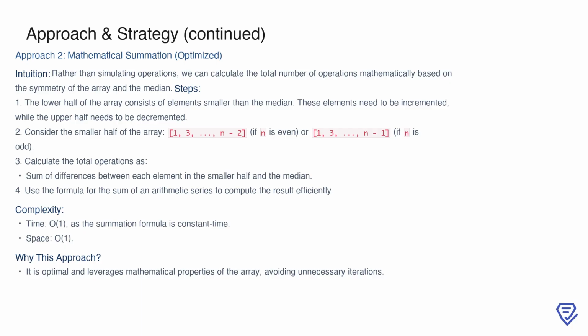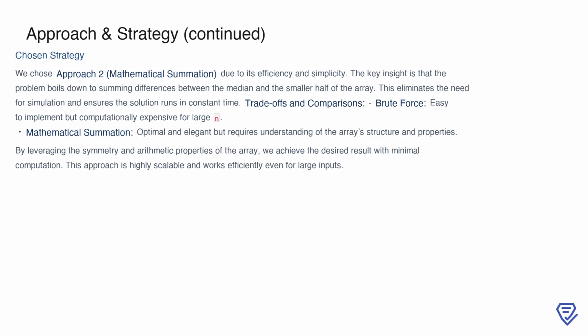Using the formula for the sum of an arithmetic series, this can be computed in constant time, giving a time complexity of O(1) and a space complexity of O(1). This approach is not only efficient but also elegant, as it avoids unnecessary iterations and directly leverages the mathematical properties of the array. The chosen strategy for this problem is the mathematical summation approach due to its efficiency and simplicity. The core idea is that the problem reduces to summing the differences between the median and the smaller half of the array. This eliminates the need for simulation and ensures that the solution runs in constant time.